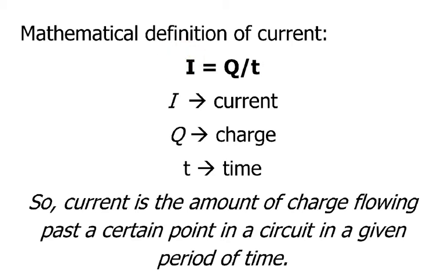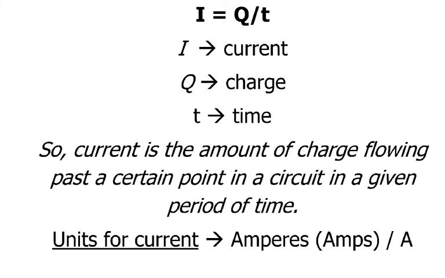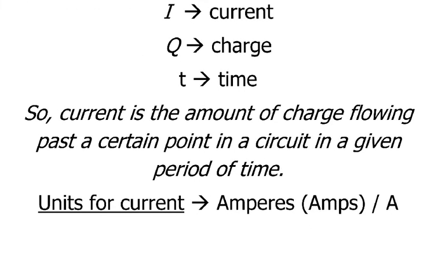So current is basically defined as the amount of charge passing a given point in a circuit in a given period of time. If you know the total amount of charge that flows past that point and you know how long it took, then charge divided by time gives you the amount of current that's flowing. So that's pretty cool. The units for current are called amps or amperes, abbreviated as A. So 1 amp would be 1 coulomb of charge in 1 second.